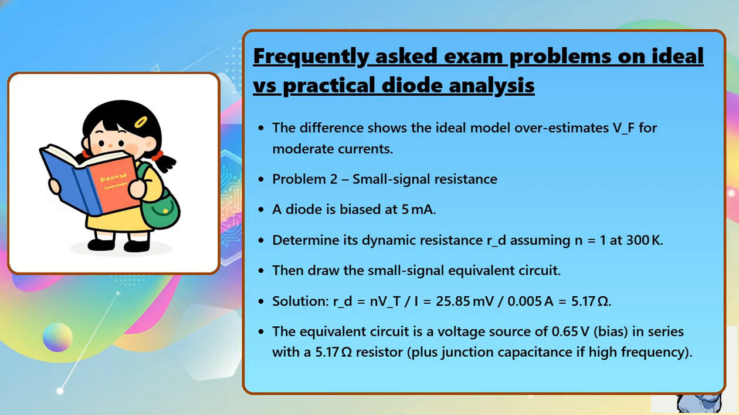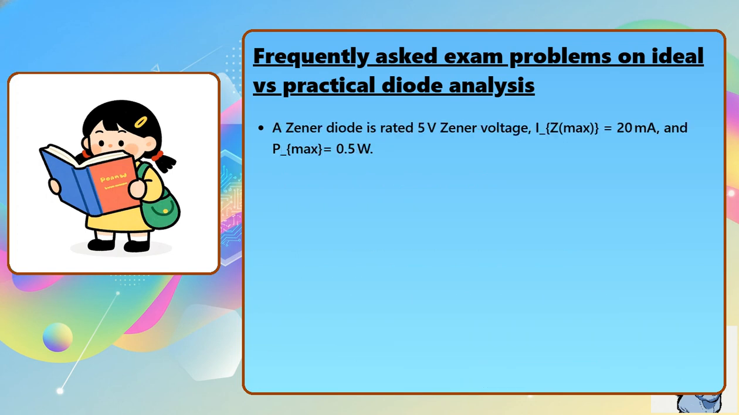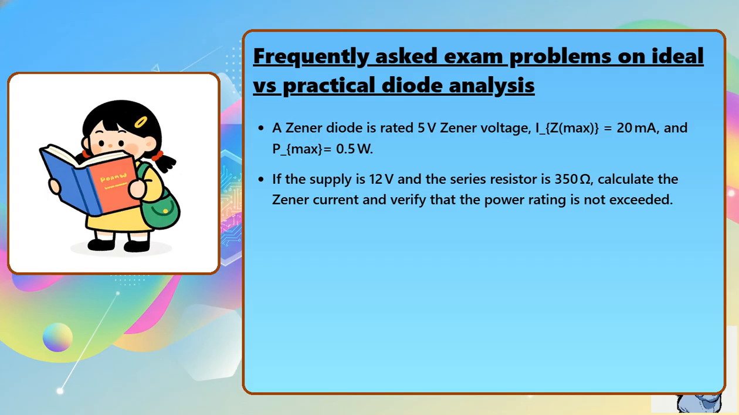capacitance if high frequency. Problem 3. Reverse breakdown rating. A Zener diode is rated 5 volts Zener voltage, I sub Z max equals 20 milliamperes, and P sub max equals 0.5 watts. If the supply is 12 volts and the series resistor is 350 ohms, calculate the Zener current and verify that the power rating is not exceeded.